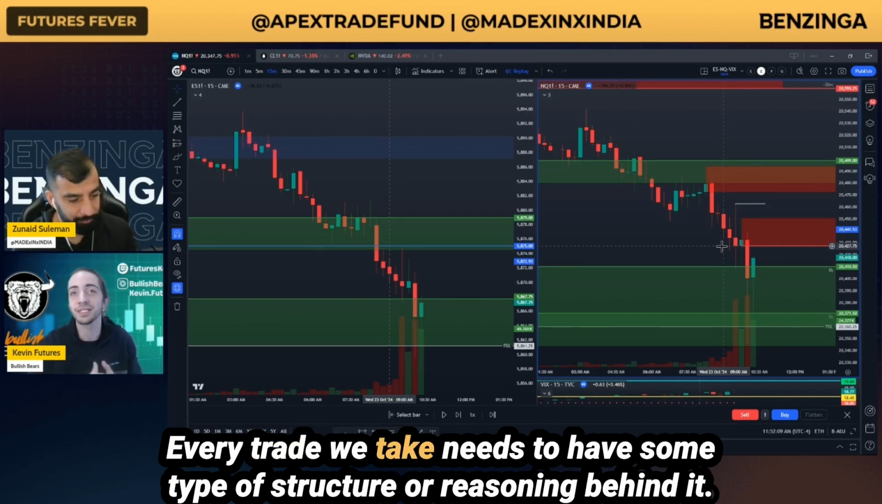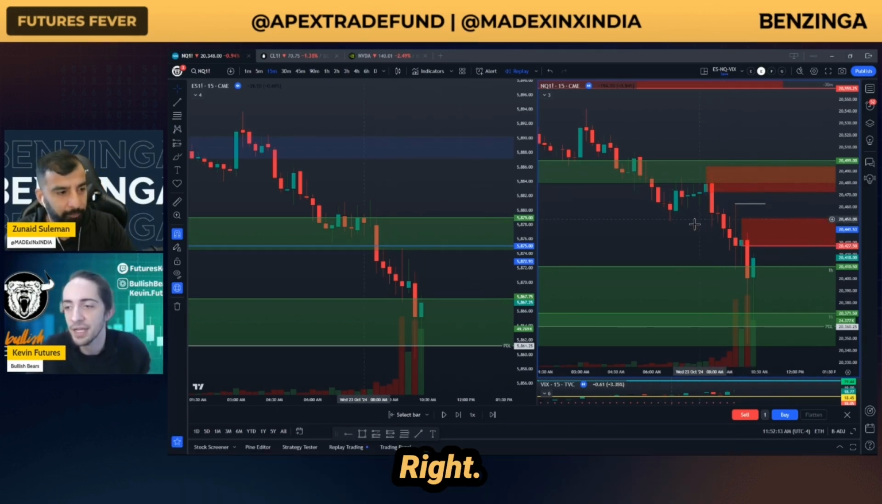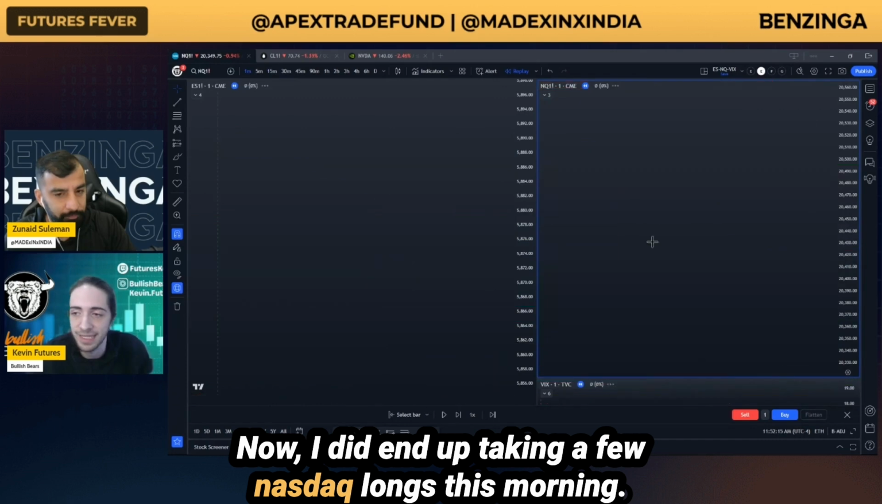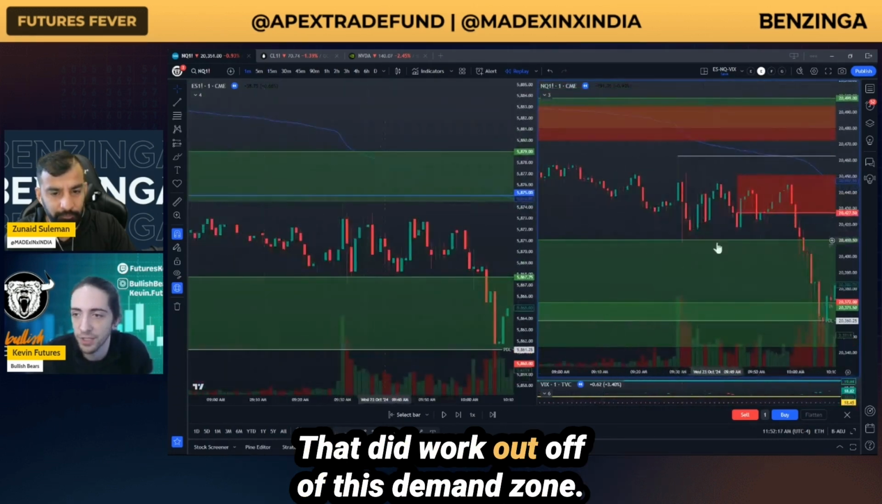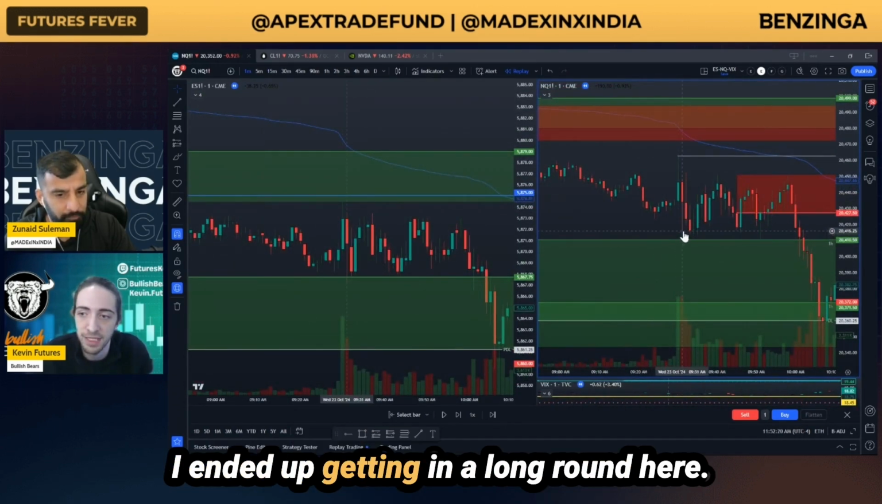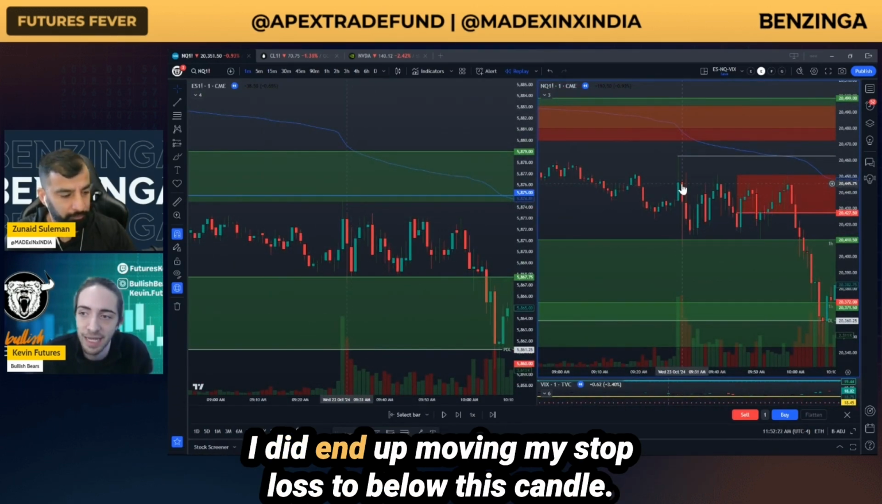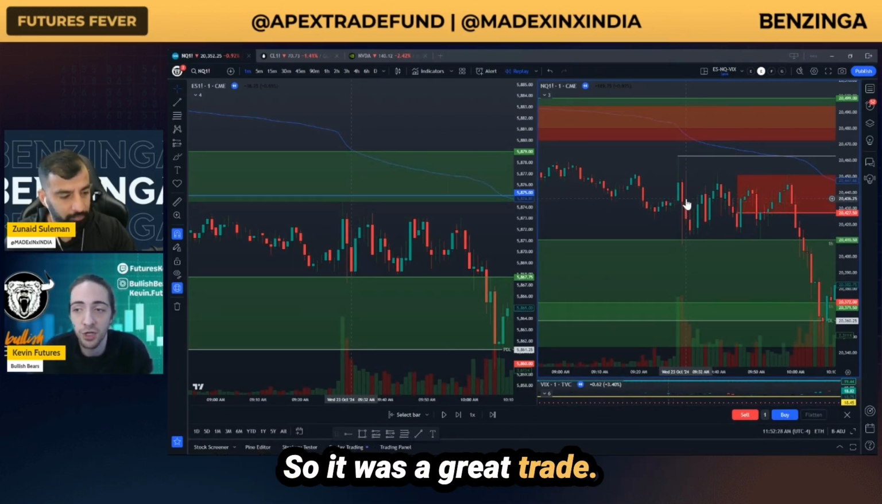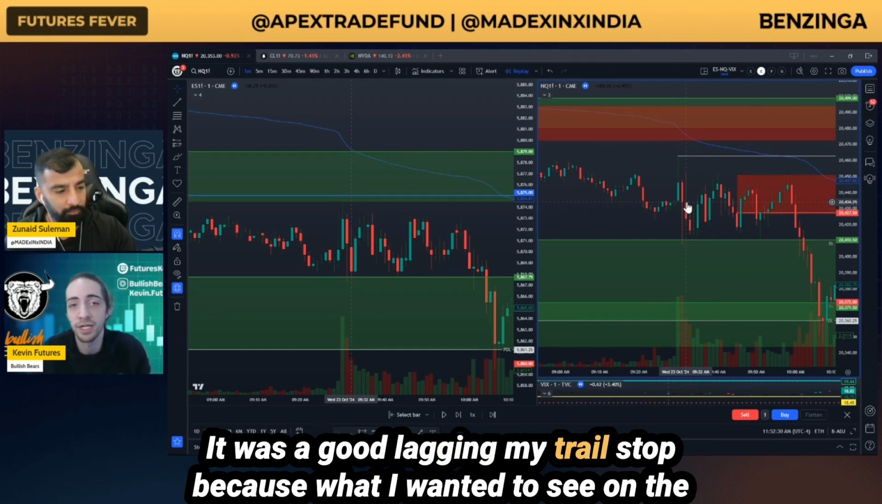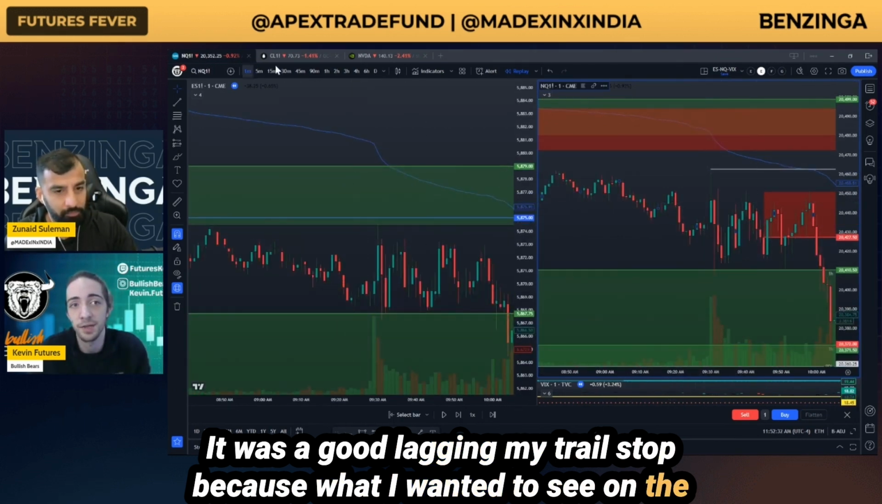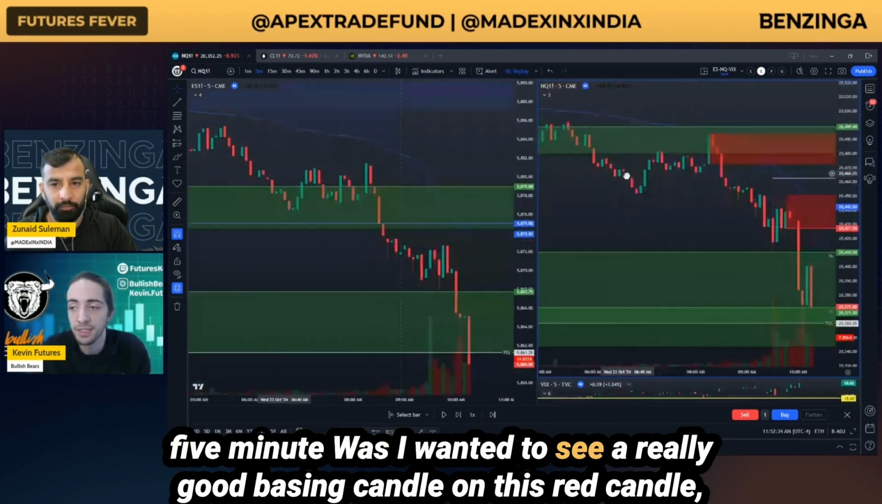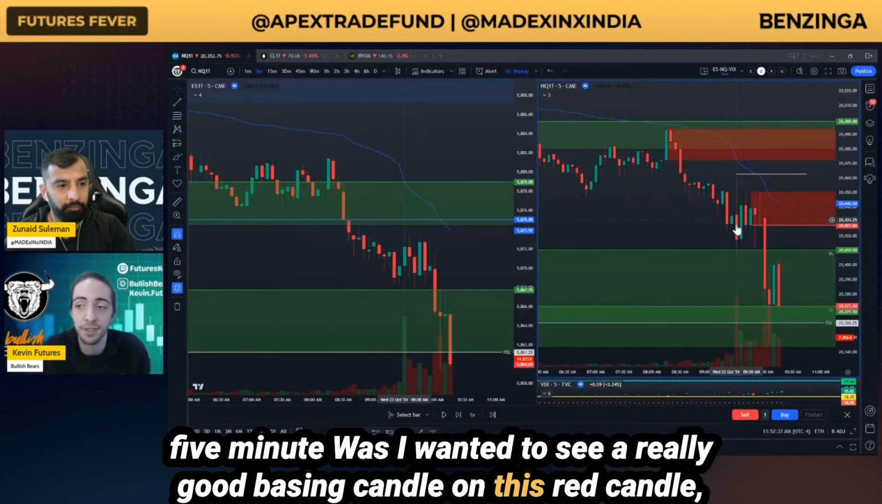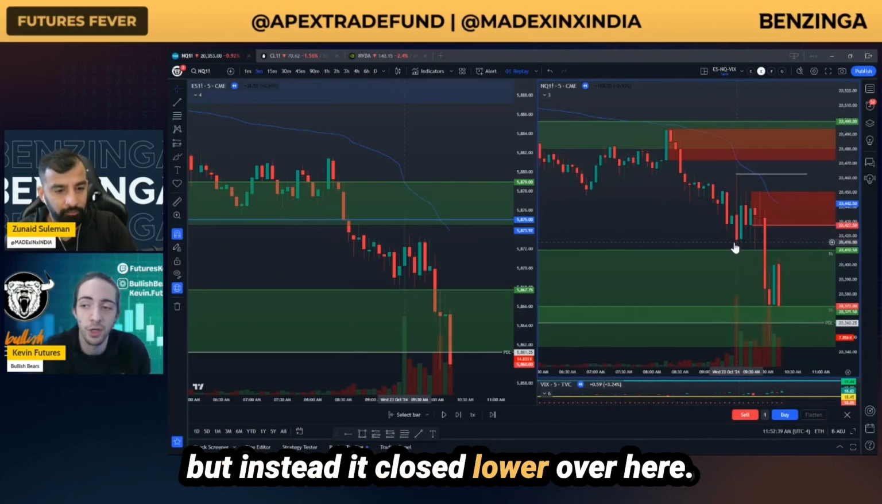Every trade we take needs to have some type of structure or reasoning behind it, right? Now, I did end up taking a few NASDAQ longs this morning that did work out off of this demand zone. I ended up getting in a long around here. I moved my stop loss to below this candle, so it stopped me out for some profit. So it was a great trade. It was a good lagging trail stop because what I wanted to see on the 5-minute was a really good basing candle on this red candle, but instead it closed lower over here.